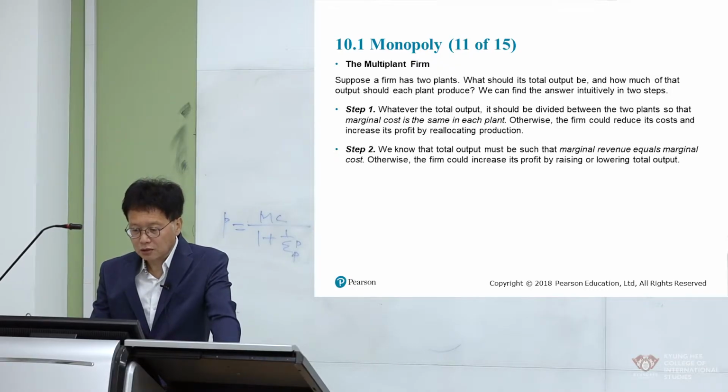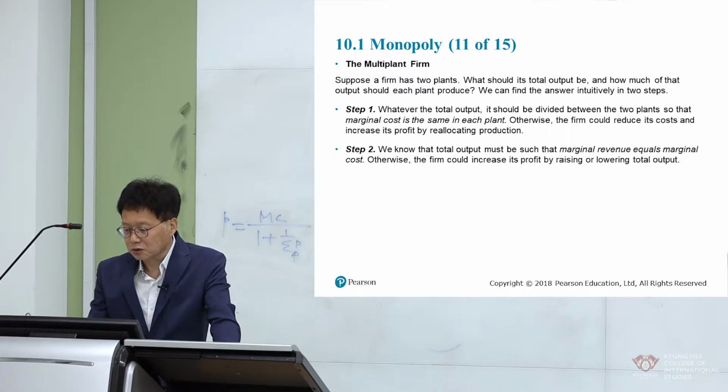Okay, today we start with the behavior of the multi-plant firm. A multi-plant firm means the firm has two plants, and each plant has a different marginal cost curve, for example. Suppose our firm has two plants. What should its total output be? And how much of that output should each plant produce?